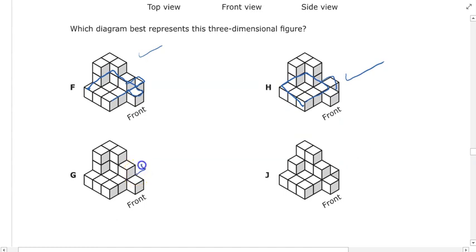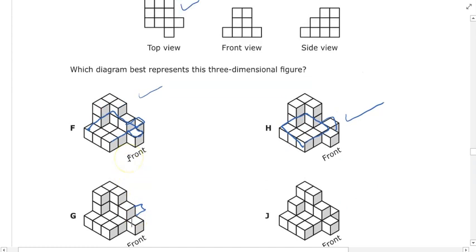I don't see that extra piece sticking off right there. That should be there. But this one does have that. I've got this, and then I've got an extra piece here and here. So I've already got rid of this one. What about the front view now?